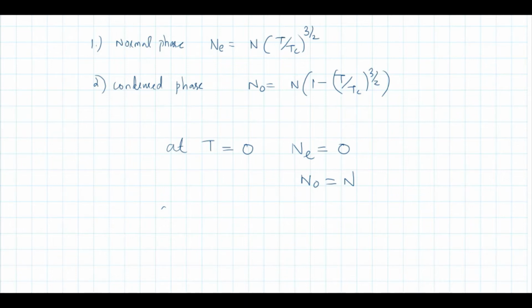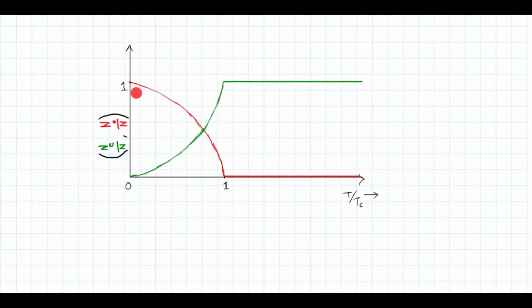And as T tends to Tc, what happens? As T tends to Tc, this Ne is approximately equal to N and N0 will be 0. That is, as the temperature tends to the critical temperature, the particles will occupy the excited states. The number of particles in the ground state will be 0. That is the nature of this graph. I think it is clear.